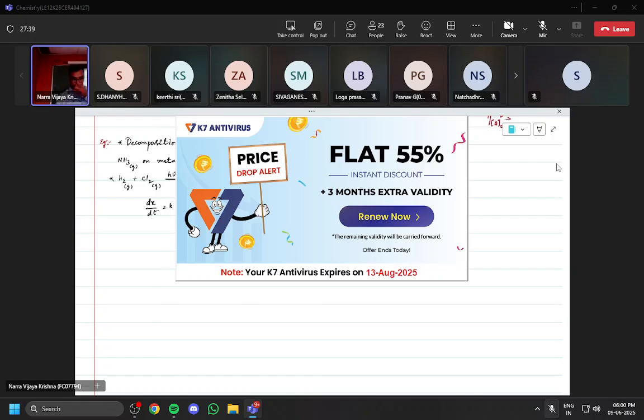Right? Next, hydrolysis of ester in basic medium. Then also it follows second order kinetics. If it is in acidic medium, it follows first order kinetics. If it is basic medium, second order kinetics. So these are all examples of second order reactions. We also call this saponification.